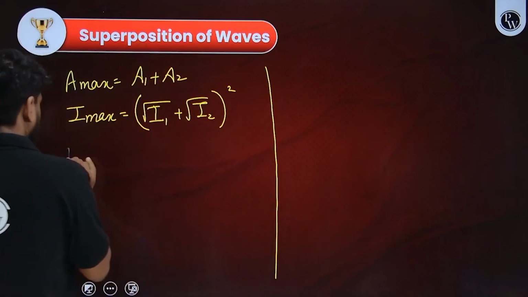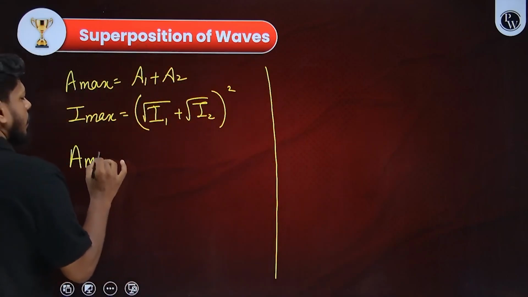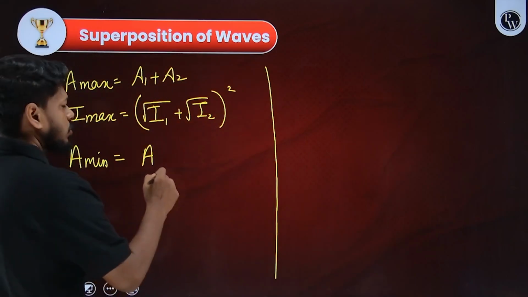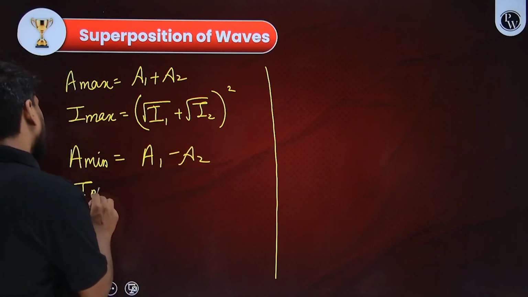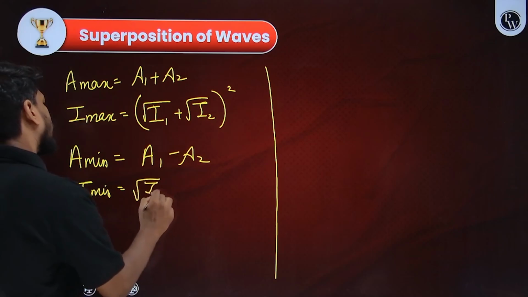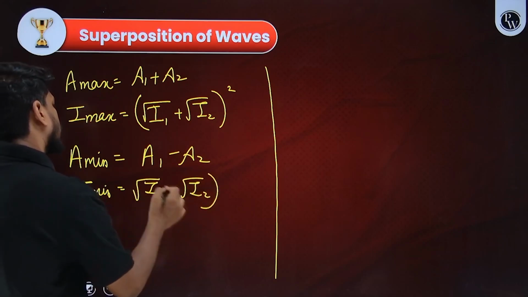What will happen to my A minima? A minima is in opposite direction, sir. So A1 minus A2. I minimum will be what? Root of I1 minus root of I2 the whole square.